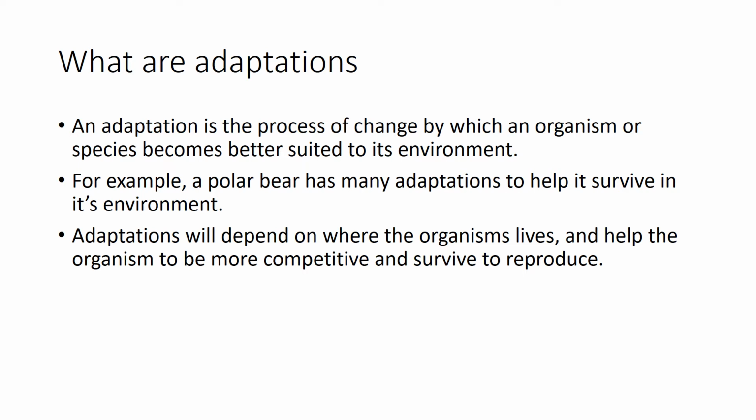So for example, a polar bear has many adaptations to help it to survive in its environment, and we'll take a look at some of those in a moment. And adaptations will depend on where the organism is actually from. Some adaptations work really well in cold environments, but would actually be really harmful in something like a desert condition or a jungle. So they're really important for allowing that organism to compete and survive to then reproduce and have offspring and children of their own. So adaptations are for that reason, to help them survive to have children.